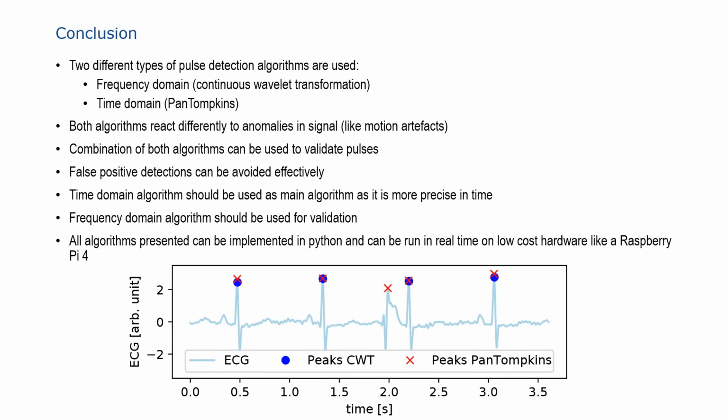Now I will give a short summary of our method. We use 2 pulse detection algorithms on each signal, one of the algorithms being in frequency domain and the other being in time domain. Both algorithms behave differently when anomalies like motion artifacts are within the signal. The combination of both algorithms can be used to validate pulses and avoid false positive detections. The time domain algorithm should be used primarily as it is more precise in time, and the frequency domain algorithm should be used for validation.